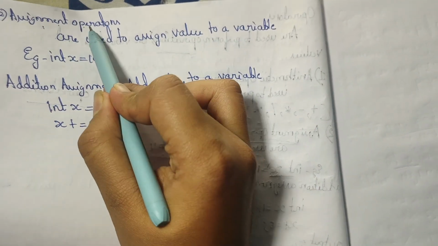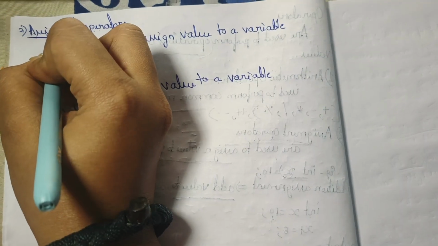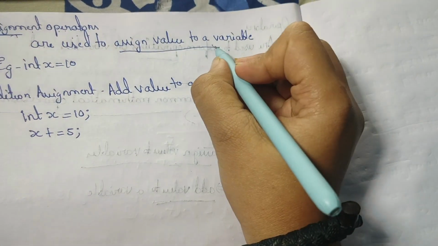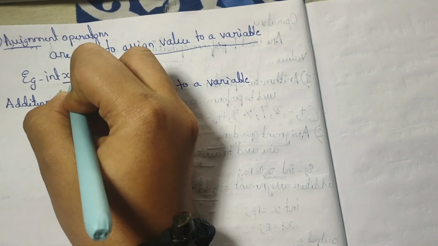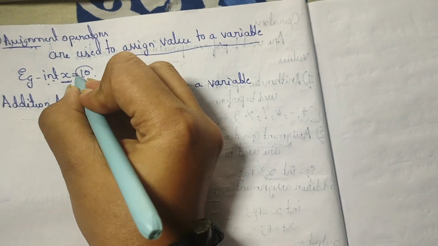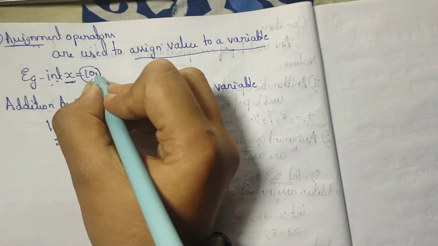Okay, assignment operators. From the word itself we can come to know: assign. That means assigning a value to a variable. This is a particular integer variable and you're assigning the value 10 to the variable.